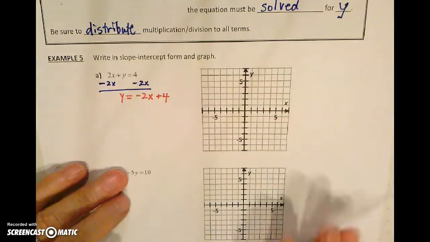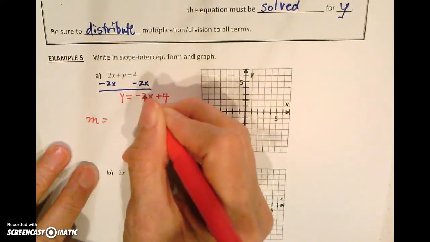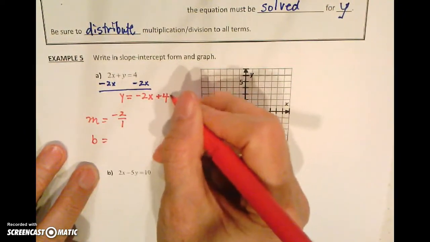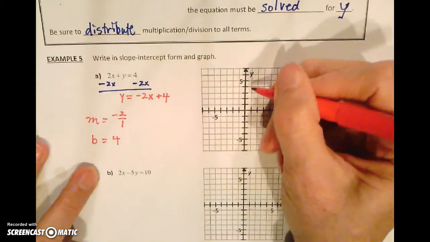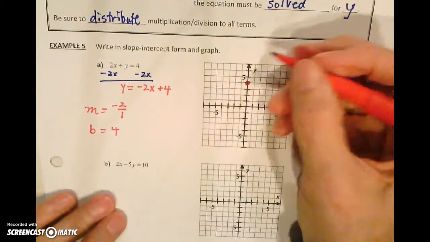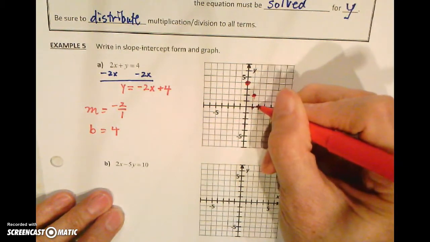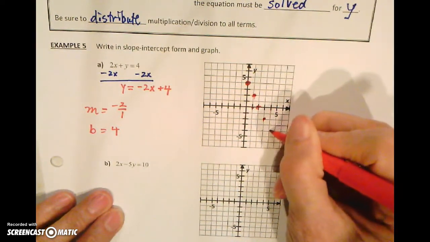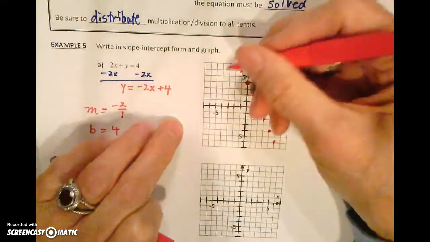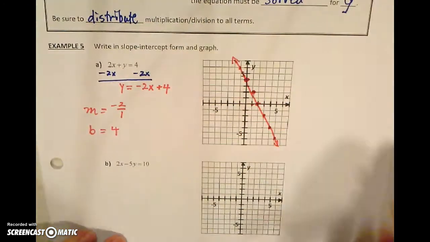So I'm going to graph that now. So we know that our slope is negative 2, so negative 2 over 1, and our y-intercept is 4. So I'm going to mark my y-intercept on my y-axis. So there's my 4, and my slope is down 2 to the right 1, down 2 to the right 1. Repeat that over and over again. Then I'm going to go up 2 and back 1, and then connect the line.